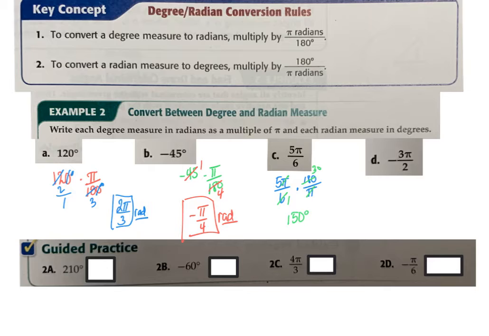And then the last one, negative 3 pi over 2, multiply by 180 over pi. Again, we can do some canceling here. Right? And we are left with negative 270. So make sure you pay attention to your units, degrees versus radians, and make sure you pay attention to your positives and negatives. Go ahead and do those 4.